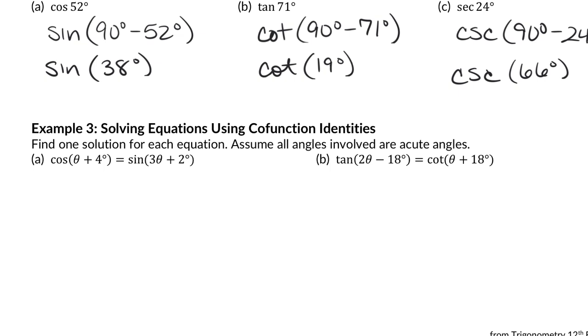Cosine and sine are cofunctions, and if they're equal to each other, that means their angles have to add up to 90 degrees because they're the same in the triangles, and the only angles we have left are 90 degrees to work with. So what we're going to do is take the argument of the cosine function, theta plus 4 degrees, and add 3 theta plus 2 degrees, which is the argument from the sine. These should add up to equal 90 degrees. So we can solve for theta. Theta is like a missing variable, like an x.